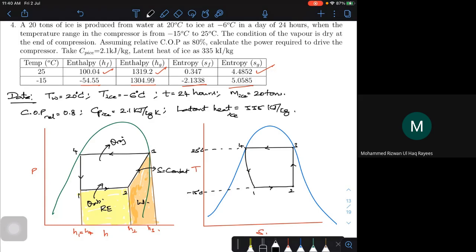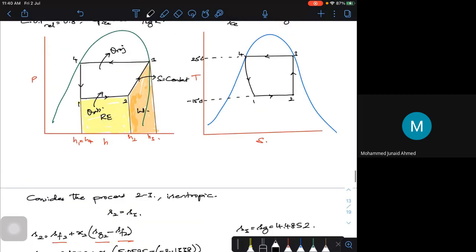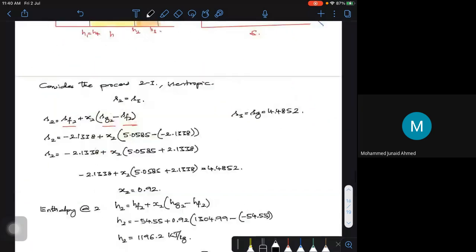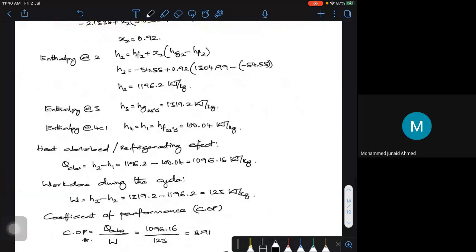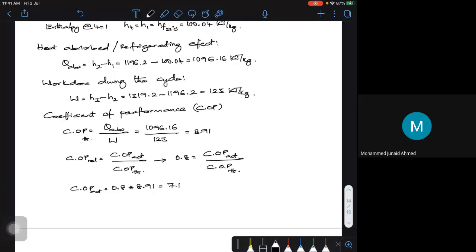Shall I go to the next part? If there are no doubts, we'll go to the next one. That's why I'm going slow. I'm not in a hurry. For each and everything, draw the pH chart, the TS chart, find the enthalpies, then find the heat absorbed, work done, then find COP. If the relative COP is not given, COP theoretical itself is the COP you are trying to find.